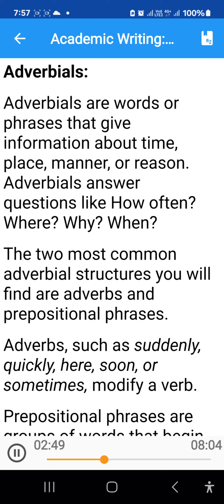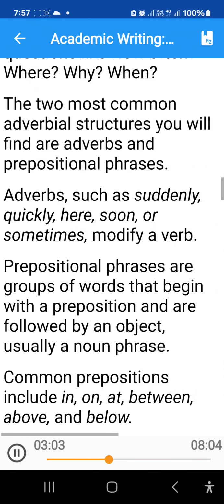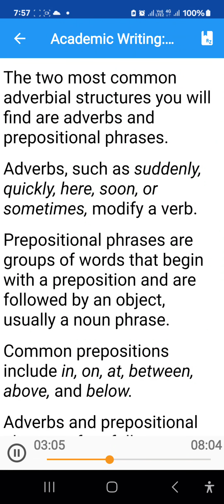Adverbials are words or phrases that give information about time, place, manner, or reason. Adverbials answer questions like how often, where, why, when. The 2 most common adverbial structures you will find are adverbs and prepositional phrases.